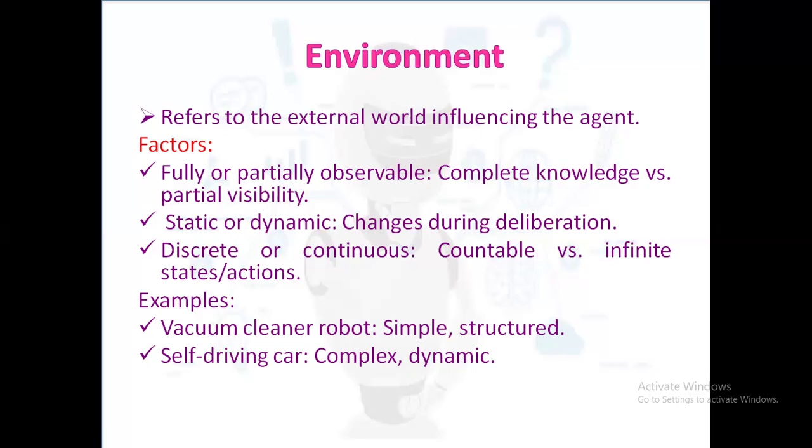Additionally, environments can be discrete or continuous, where discrete environments have countable states and actions, while continuous ones involve infinite possibilities. For example, a vacuum cleaner robot operates in a simple, structured environment that is mostly static and discrete, while a self-driving car operates in a complex dynamic environment that requires real-time adjustment to constantly changing conditions. These factors help define the challenges the agent faces in achieving its goals.